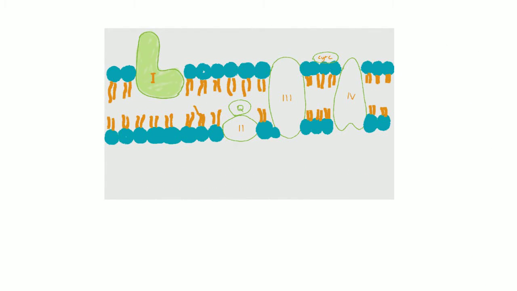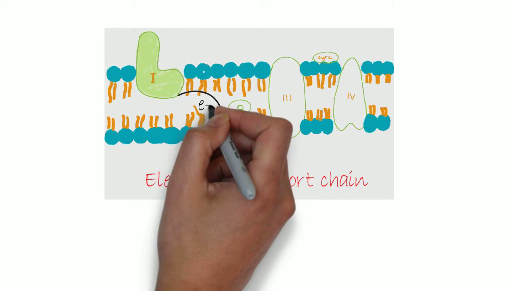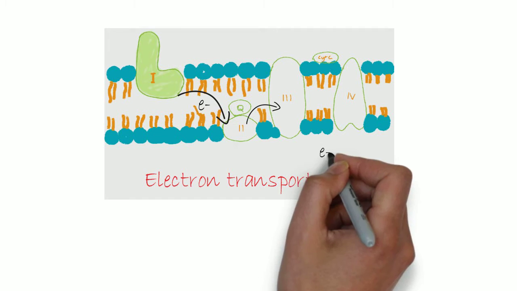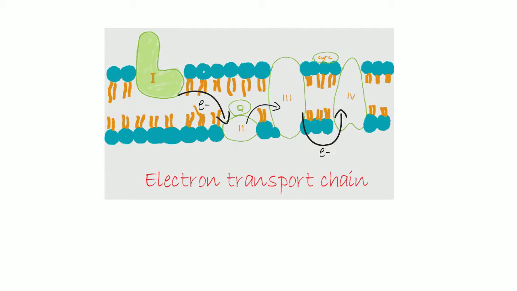The electrons from complex 1 are transported to complex 2 and subsequently to complex 4. At each complex, similar redox reactions occur, and the energy from those can be used to transport protons across the membrane. The buildup of proton gradient across the membrane is the main driving force behind the production of ATP.